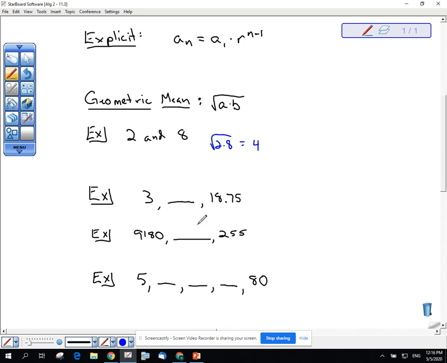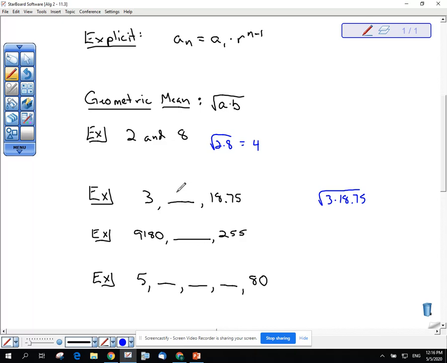It was something different. And for that reason, you better not use the wrong calculation. When they say this is a geometric sequence, you're going to want to calculate the geometric mean. So to do that, you're going to want to take the square root of 3 times 18.75. You'll need your calculator for that, and that'll come out to 7.5.